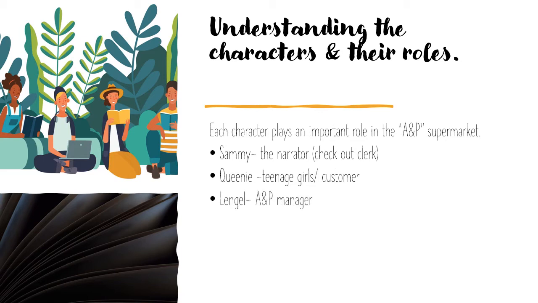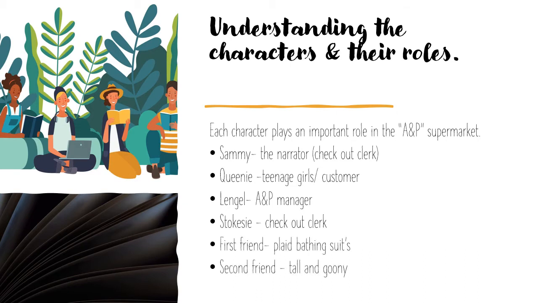He is the manager at A&P. Then there's Stokes. He's also a clerk, just like Sammy. And Queenie also has two friends. There wasn't any name presented in the story, but I'm going to give you a brief example of what the writer did.